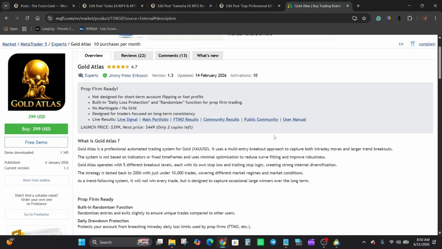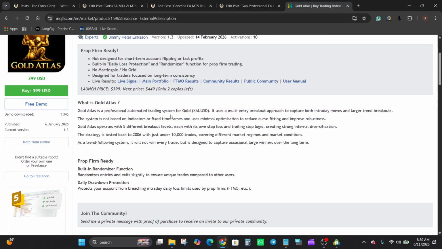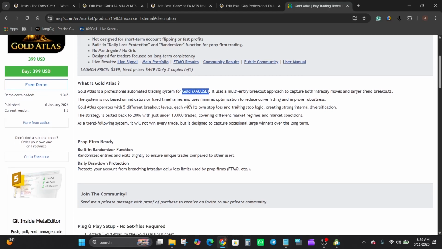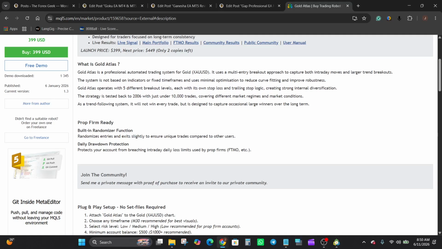All right, so now moving into the description, Gold Atlas is built specifically for gold trading, which is XAUUSD. The developer explains that it uses a multi-entry breakout approach, right? Meaning instead of relying on a single entry signal, it can scale into different breakout levels depending on market movement. What stands out here is that the system is described as having 5 different breakout levels, each with its own stop loss and trailing logic.